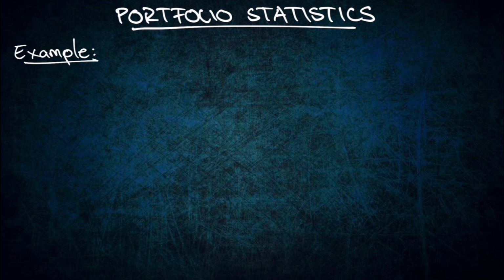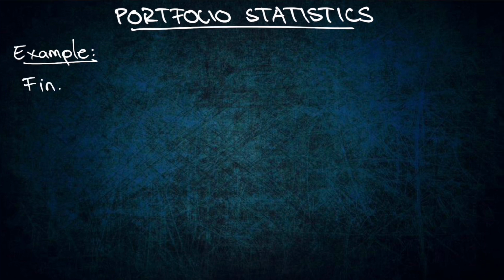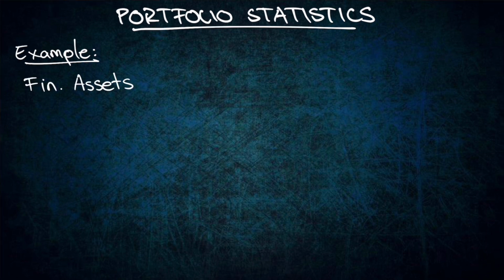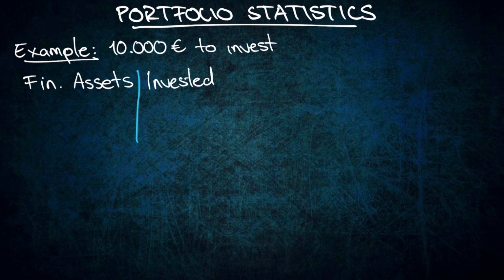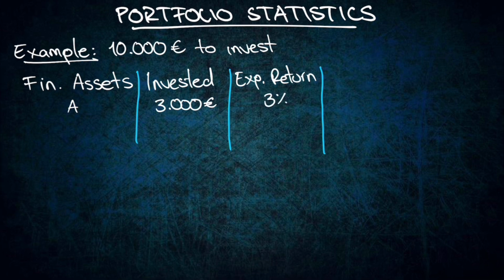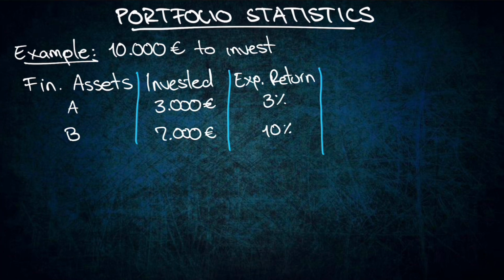In this example, we will have two financial assets. We will have, let's say, 10,000 euros to invest, and we will put 3,000 of that in an investment that will have a return of 3%. The rest, 7,000, we will put into an investment of 10%. With this information, we can calculate our first basic statistic, namely the expected return.